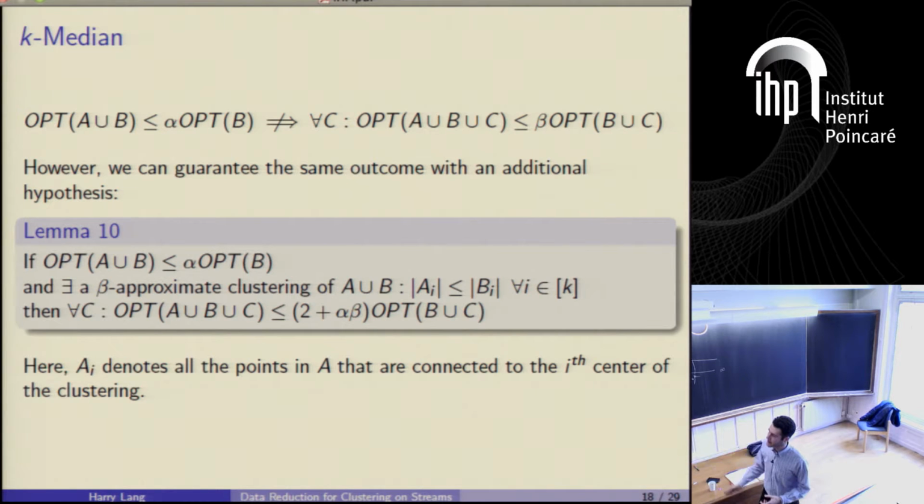So by a B approximate clustering, I mean of A union B. So take A union B, find some B approximate clustering, so some clustering which is B times OPT in its cost. And once I have this clustering, I can ask for each center, so take the ith center, I can say how many points of A are connected to it, and how many points of B are connected to it. And if the number of points of A connected to that are less than the number of points B connected to that, if that holds for all of the centers, then we can actually say that no matter what suffix comes after, they will always remain similar in OPT.